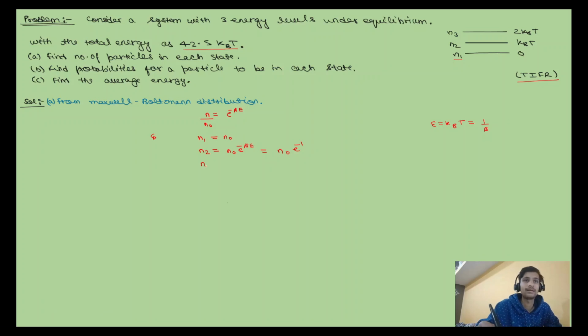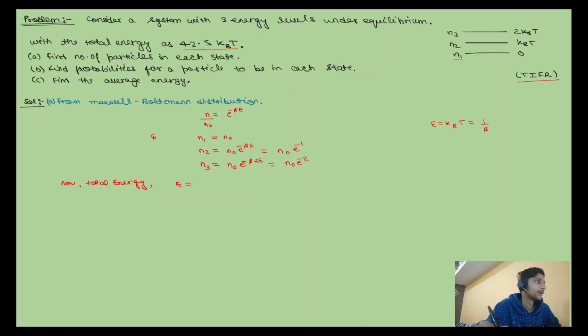Okay, now what is this? N3, right? So N3 will be N0 e raised to power minus beta 2e. Since the gap between these two levels is 2e, that will be N0 e raised to power minus 2. Okay, I hope you can follow me up to this point. Now, the total energy.